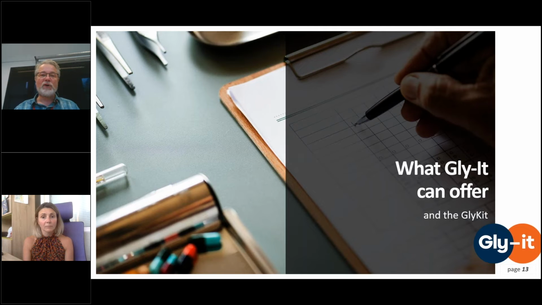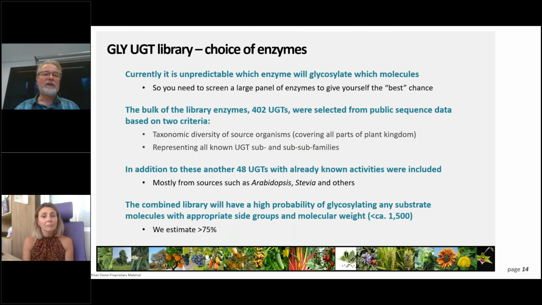So let's talk a little bit about what our company, Riverstone or Glycate, can offer. We have made, and again, this relies on a number of years of research, a UDT library with a large number of different enzymes. As I alluded to, it is really not easy to predict which enzymes will glycosylate which small molecule. So you really need to screen a large panel of enzymes to give yourself the best chance of success.